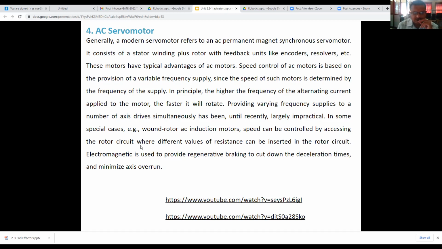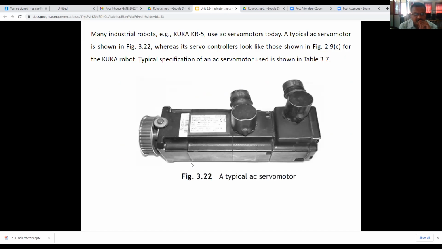accessing the rotor circuit where different values of resistance can be inserted. Electromagnetic braking is used to provide regenerative braking to cut down the deceleration times and minimize axis overrun. Therefore, many industrial robots, for example, KUKA KR5, use AC servo motors today. A typical AC servo motor is shown in the figure, whereas servo controllers look like those shown in figure 2.9c for the KUKA robot.